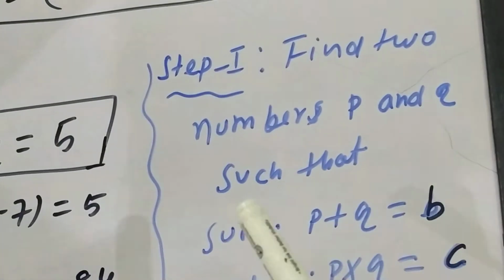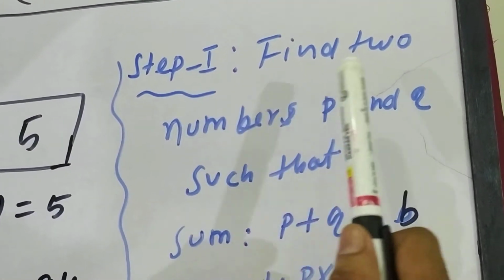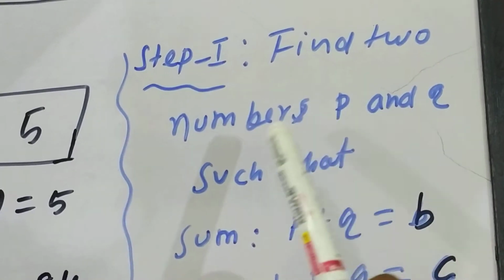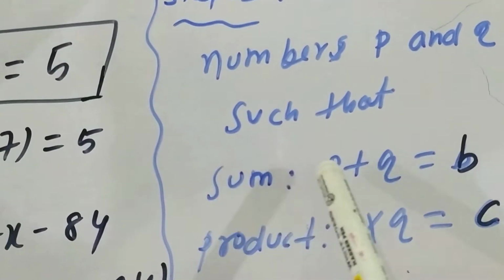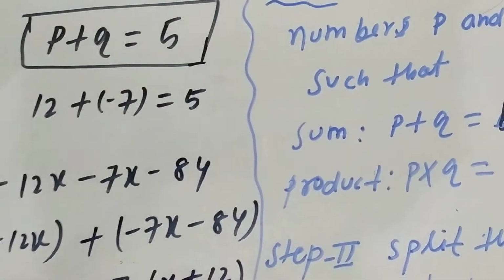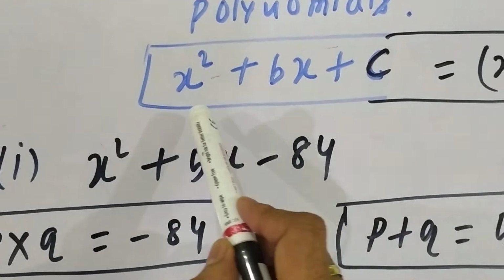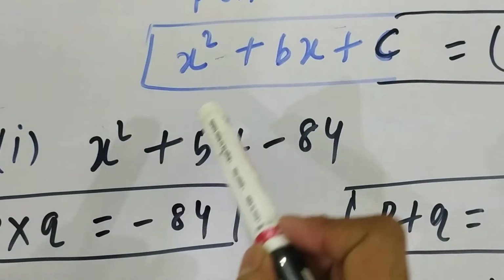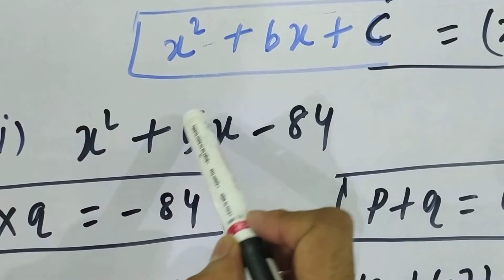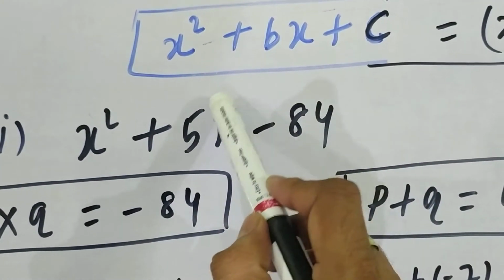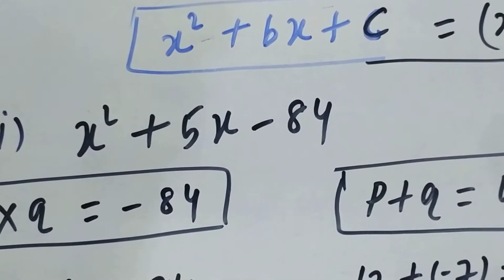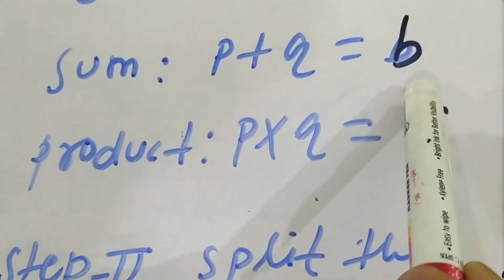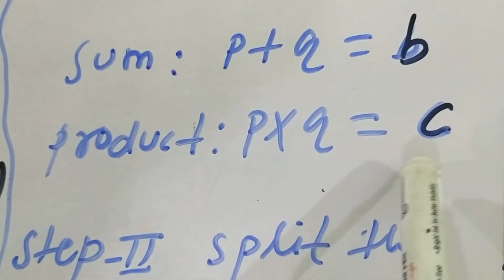Step 1 is find two numbers p and q such that p plus q equal to b. This is the form x square plus bx plus c. So p plus q equal to b, the sum of the two numbers, here p plus q equal to 5, and p into q equal to c.